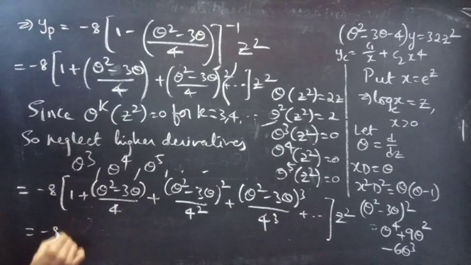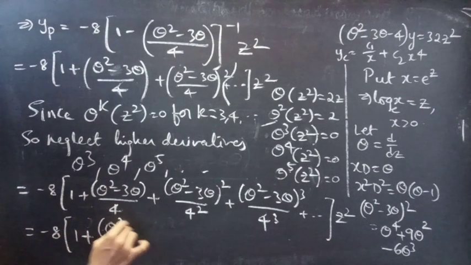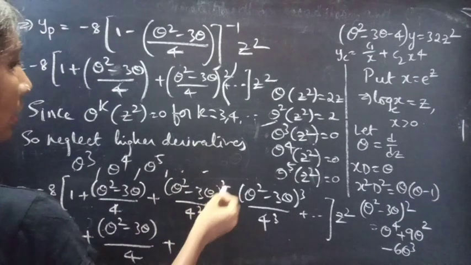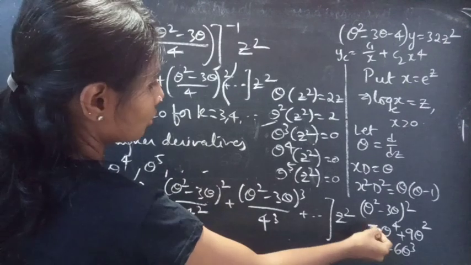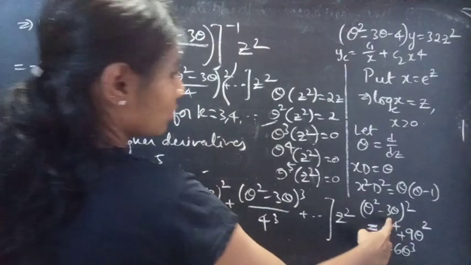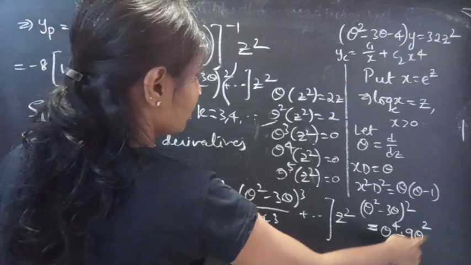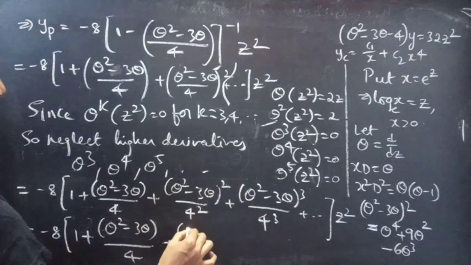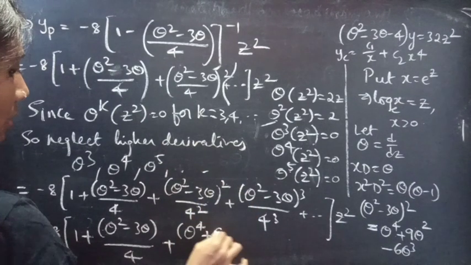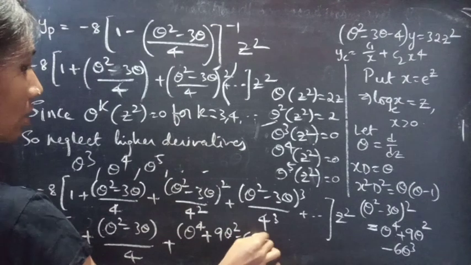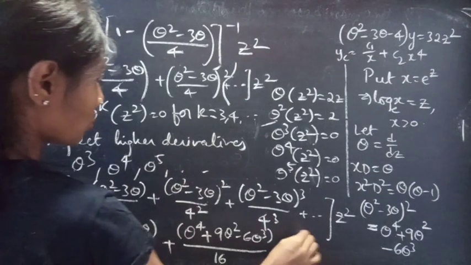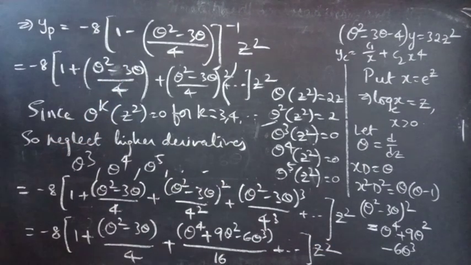This equals minus 8 into 1 plus (theta square minus 3 theta) by 4 plus the expansion of (theta square minus 3 theta) whole square, which is theta power 4 plus 3 theta whole square is 9, 3 square is 9, theta square, minus 6 theta cube, right? Write the expansion of (theta square minus 3 theta) whole square here. You'll get theta power 4 plus 9 theta square minus 6 theta cube, by 4 square, which is 16, plus so on, into z square.